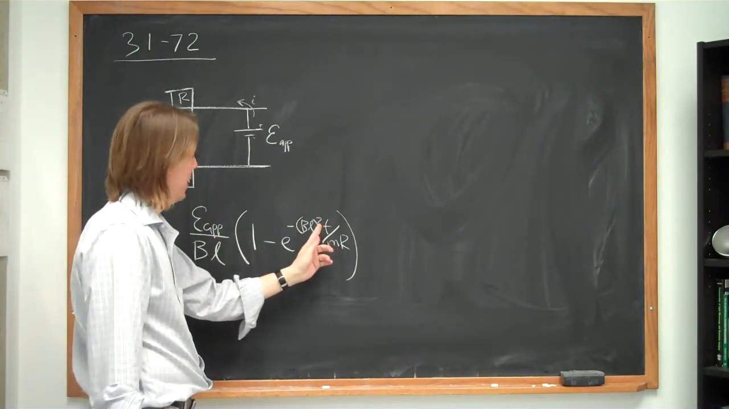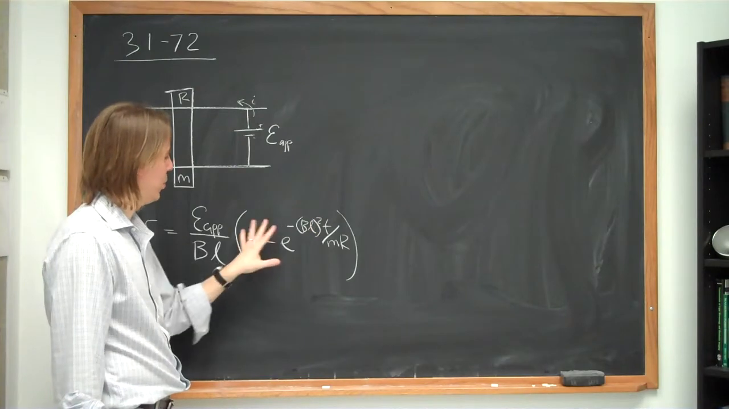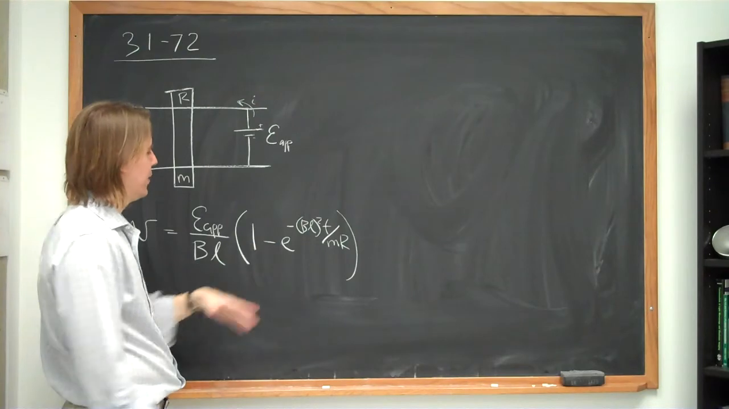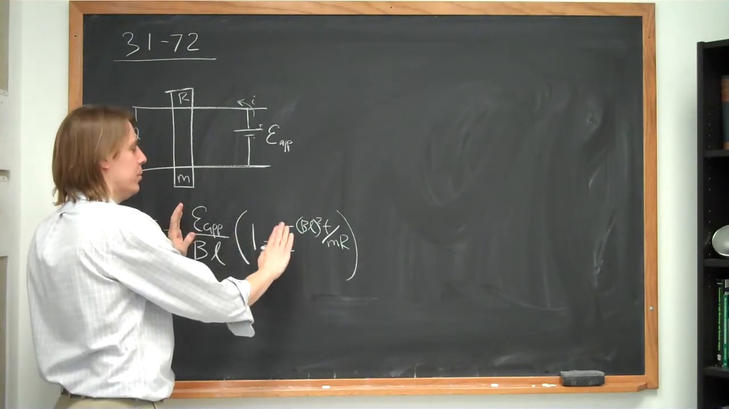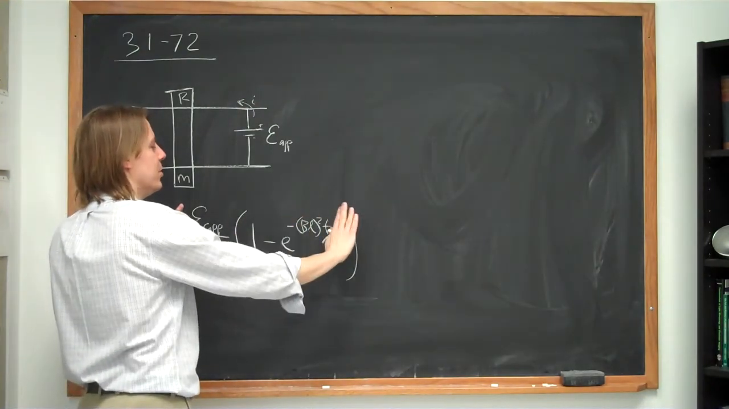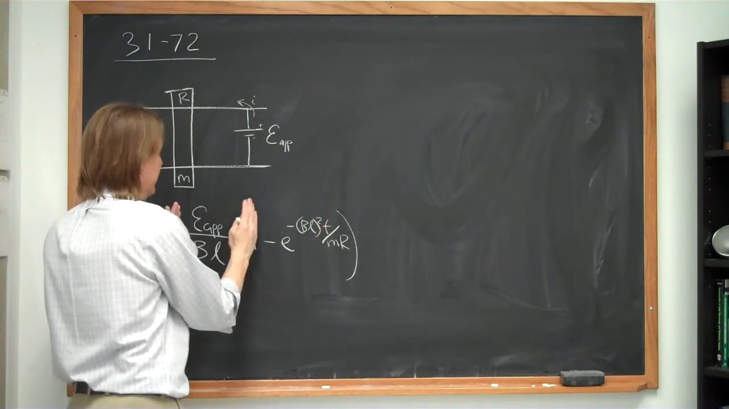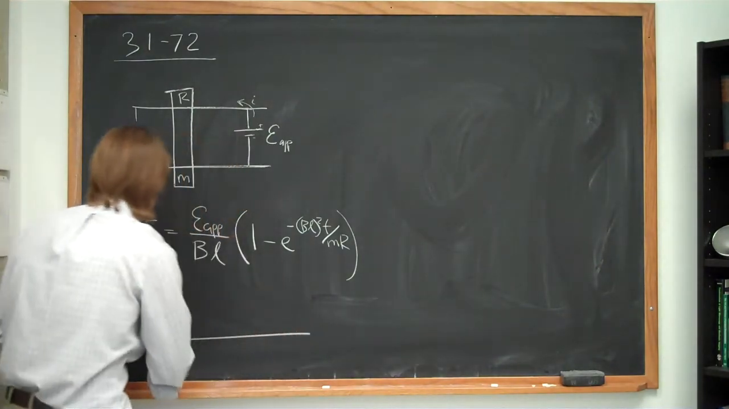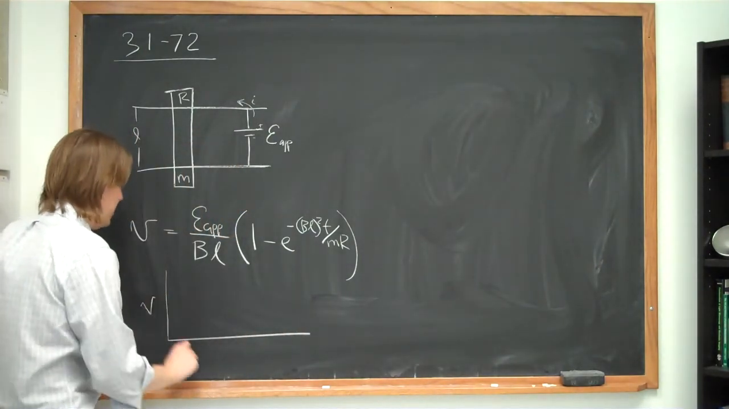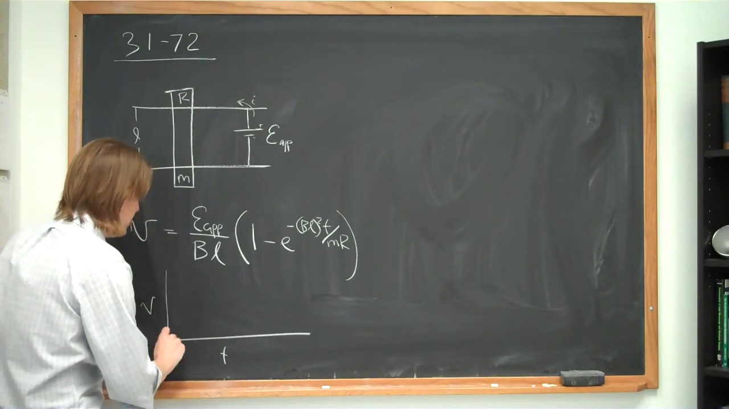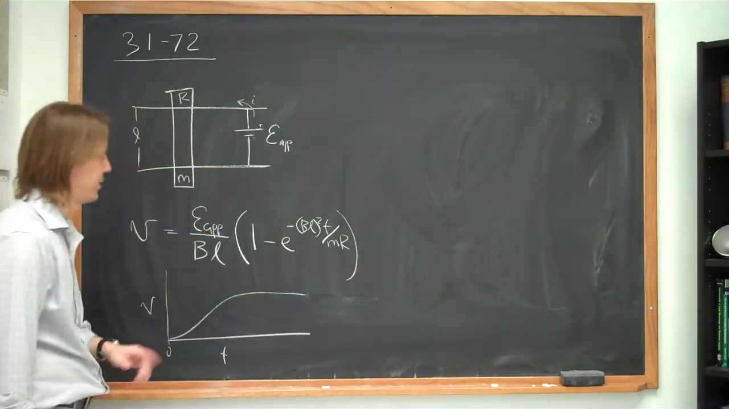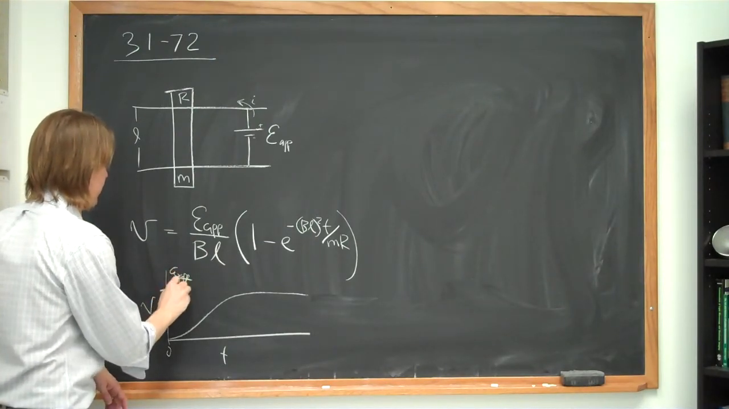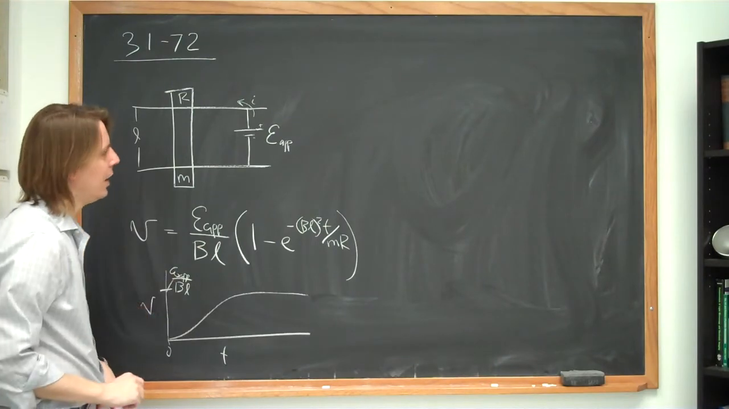At t equals 0, e to the 0 is 1, and 1 minus 1 is 0. So it starts out at rest, velocity equals 0, and it grows to a finite value, because when t becomes large, the exponential goes to 0, and it just becomes E applied over BL. So it does something that looks like this: velocity versus time starts at 0, goes up like that, and saturates at E applied over BL. Okay, so how do we do it?